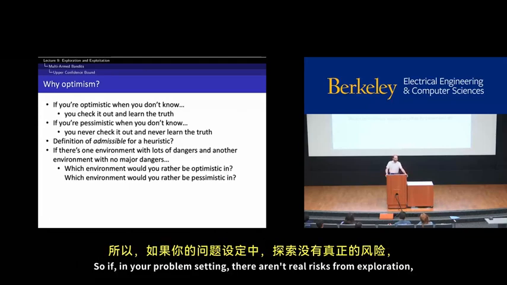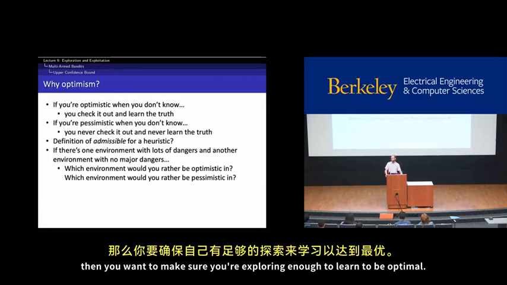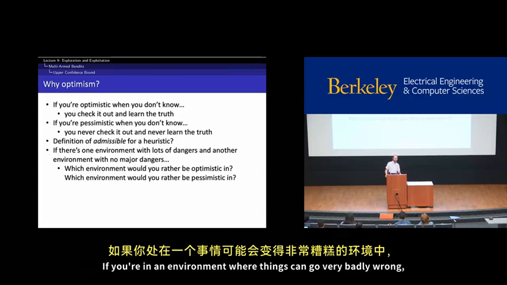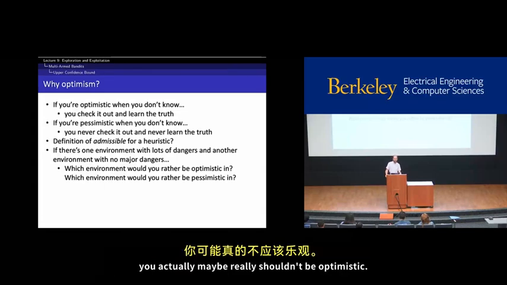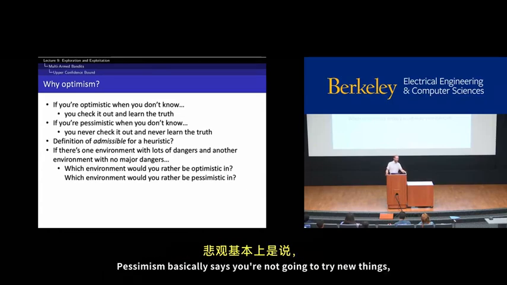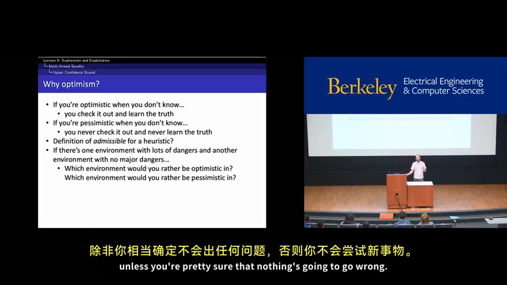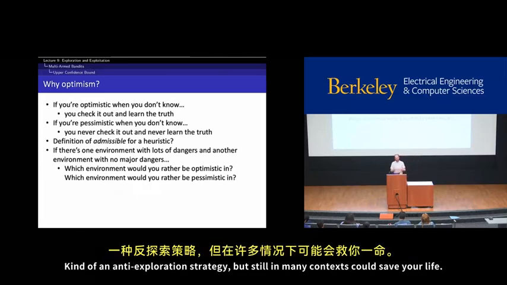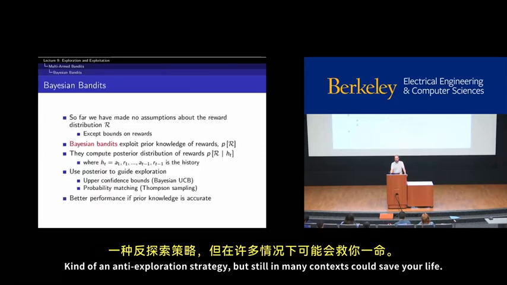So if in your problem setting there aren't real risks from exploration, then you want to make sure you're exploring enough to learn to be optimal. If you're in an environment where things can go very badly wrong, maybe you really shouldn't be optimistic, and maybe pessimism is a better way forward. Pessimism basically says you're not going to try new things unless you're pretty sure that nothing's going to go wrong. Kind of an anti-exploration strategy, but in many contexts it could save your life.